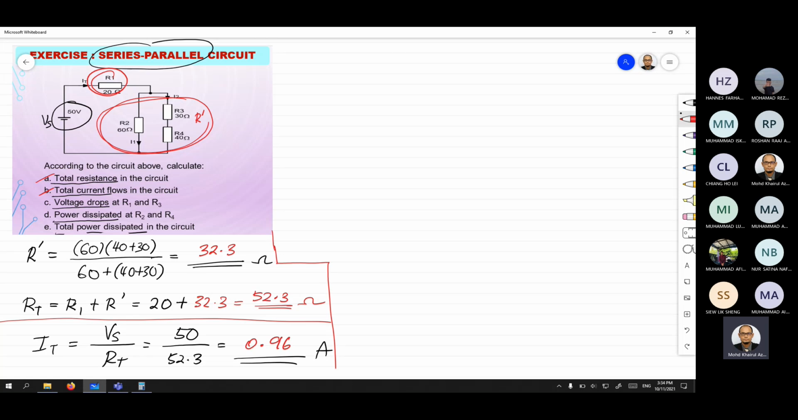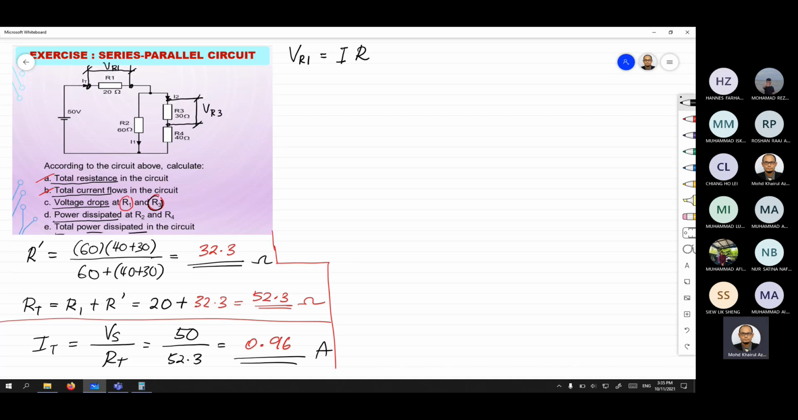So dua ni dah settle. Kita nak mencari voltage drop at R1 and R3. Meaning to say, the question asking you to find voltage drop at R1. So this is your voltage drop for R1. And then voltage drop at R3, meaning to say, here. Kalau kita nak mencari voltage drop, you kena faham formula dulu. VR1 is given by IR. Sekarang ni, R ni R1. I ni I apa? Asking you, I apa yang lalu dekat R1 yang menyebabkan dia drop voltage tu?